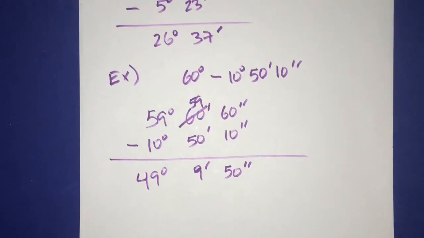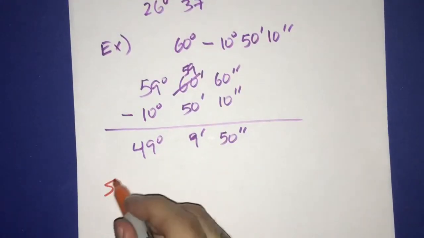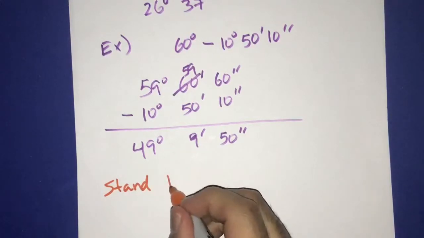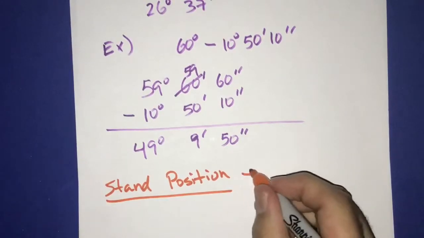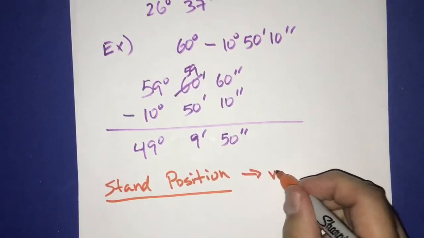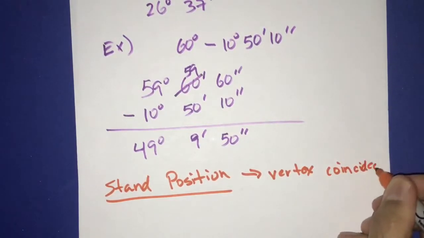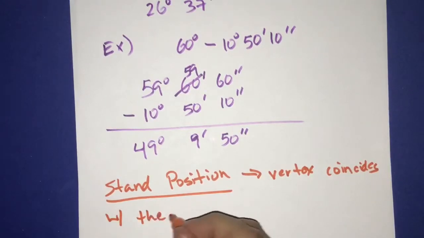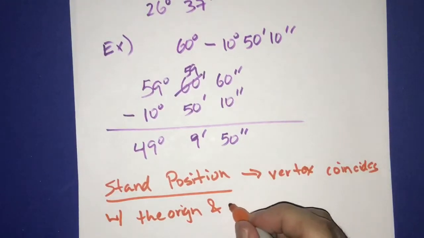So let's go ahead and take a look at a few more things. Let's look at something about angles, a little bit more angle terminology. Let's look at something called standard position. So this just means when the vertex coincides with the origin and its initial side is along the positive x-axis.